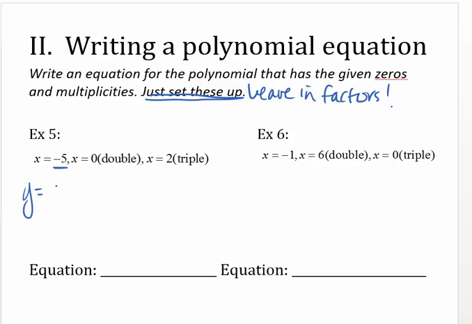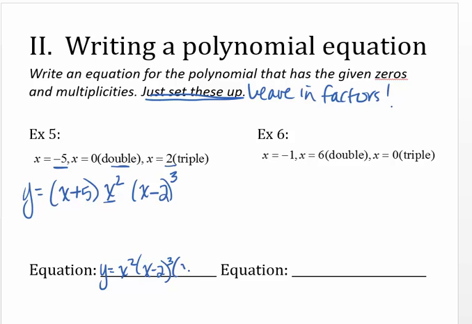To get an x of negative 5 means I had a factor of x plus 5. And x is 0, that means it's x. If it's doubled, that means it was squared. X is positive 2 means I had a factor of x minus 2. And this has a triple multiplicity. Now when you write this, you would put the x squared first. So I'm going to say y equals x squared, and then your highest exponent, x minus 2 cubed times x plus 5. Okay, so this is what we mean in factored form. Leave it there, don't multiply it out.